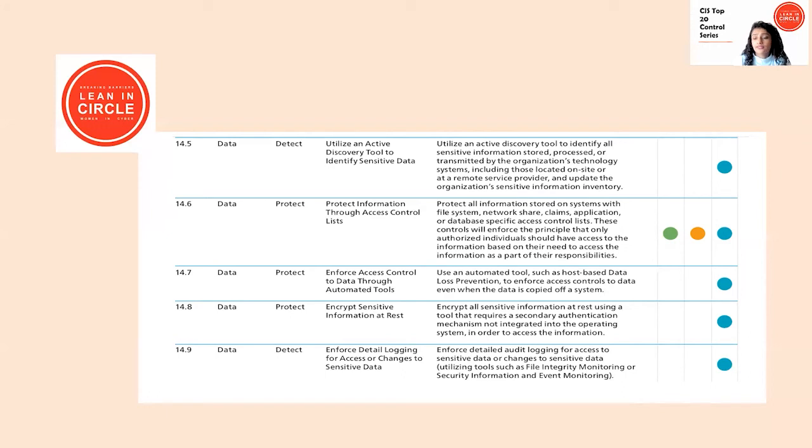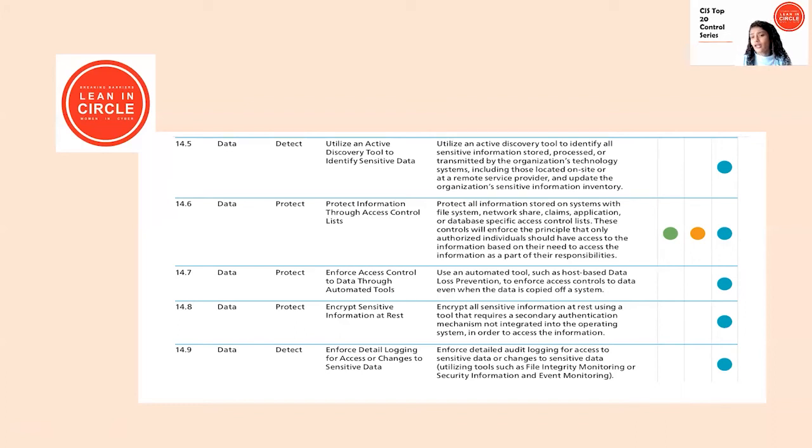Then 4.6 is talking about protecting, that again quite obvious, protect information through access control list. And that is applicable to group 1, group 2, group 3. And it is talking about protect all information stored on systems with file system, network share, claims, application, or database specific access control list. This control will enforce the principle that only authorized individuals should have access to information based on the need to access information as a part of their responsibilities.